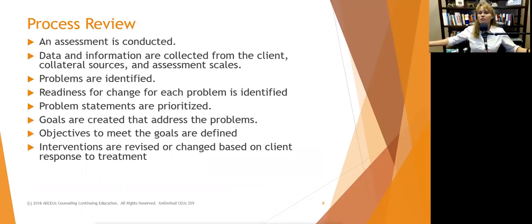Okay, so we've done this ASI. We've gotten a ton of information, probably spent an hour longer in the assessment than we were supposed to. That was me. The assessment's conducted. Data and information are collected from the client, and then we have to go out theoretically and collect information from collateral sources: probation and parole, criminal history, family members if we have the release, and any assessment scales that you used, like the SASSI or whatever. Problems are identified. Readiness for change for each problem is identified.